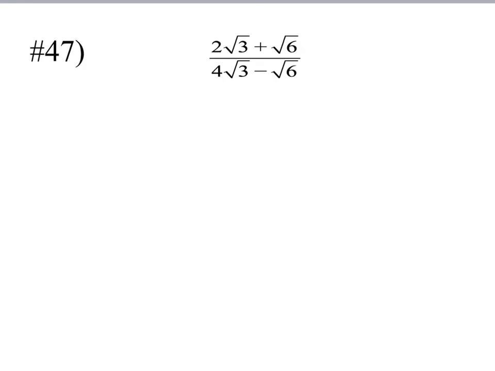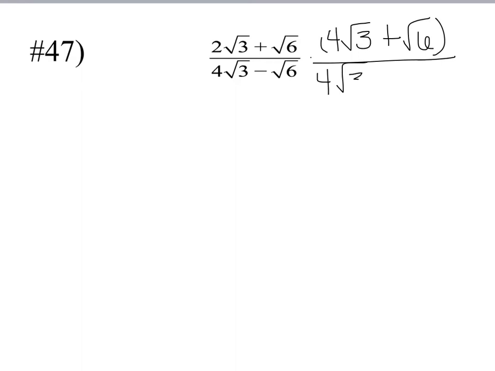Okay, we're going to do the same thing here on this last one. We're going to multiply by the conjugate of the denominator. So that's going to be 4 square root of 3 plus the square root of 6 over 4 square root of 3 plus the square root of 6. Make sure you put your parentheses around these as well.